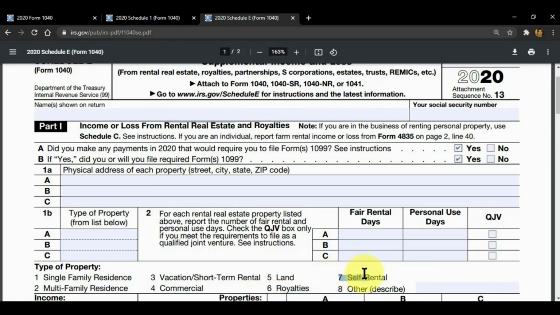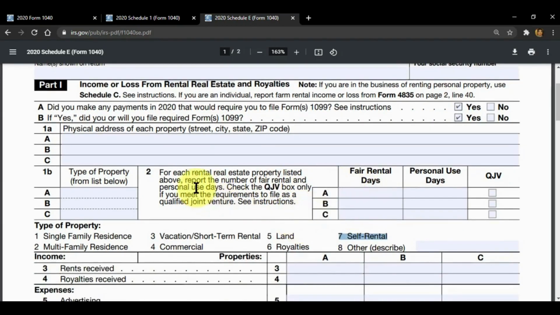A self-rental is where you're renting real estate to a business that you own. Maybe the business is owned by you through a partnership or corporation or limited liability company. And you as the individual own the property as a landlord, renting it to this business that you own or partially own. Okay, that's type 7.